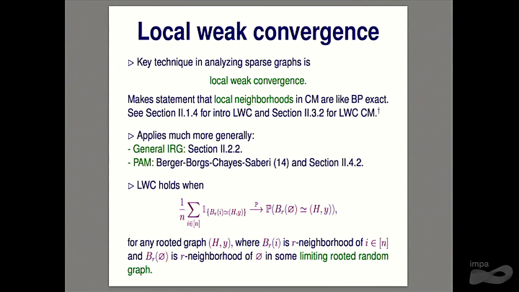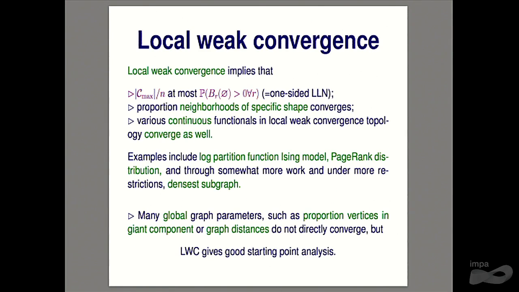Okay. Now, what do we get out of local weak convergence? I keep on saying that it's a very useful thing, but what does it give us? Well, it's certainly not telling you everything about the graph because it's something local. It's not something global. For example, you cannot deduce what the size of the maximum component is out of this, because the size of the maximum component is clearly a global quantity. What you can show is that from local weak convergence, you get a one-sided bound on Cmax. Somehow Cmax over n can never be larger than the proportion of vertices that will survive up to time r for every r.